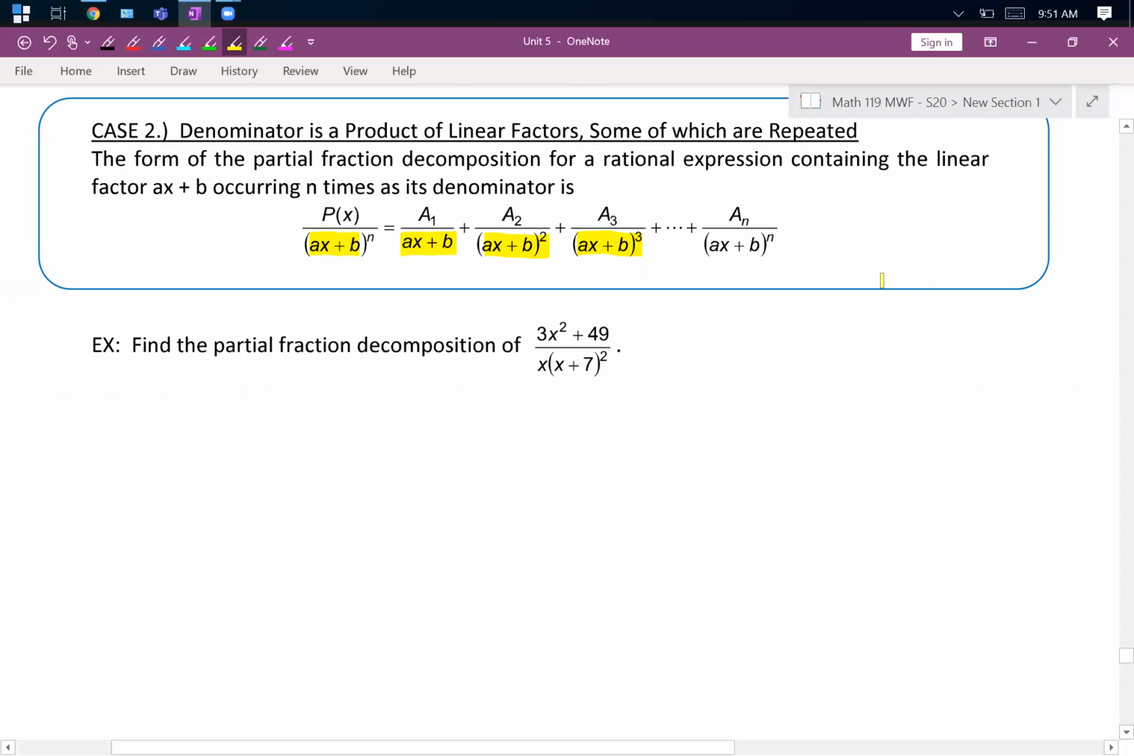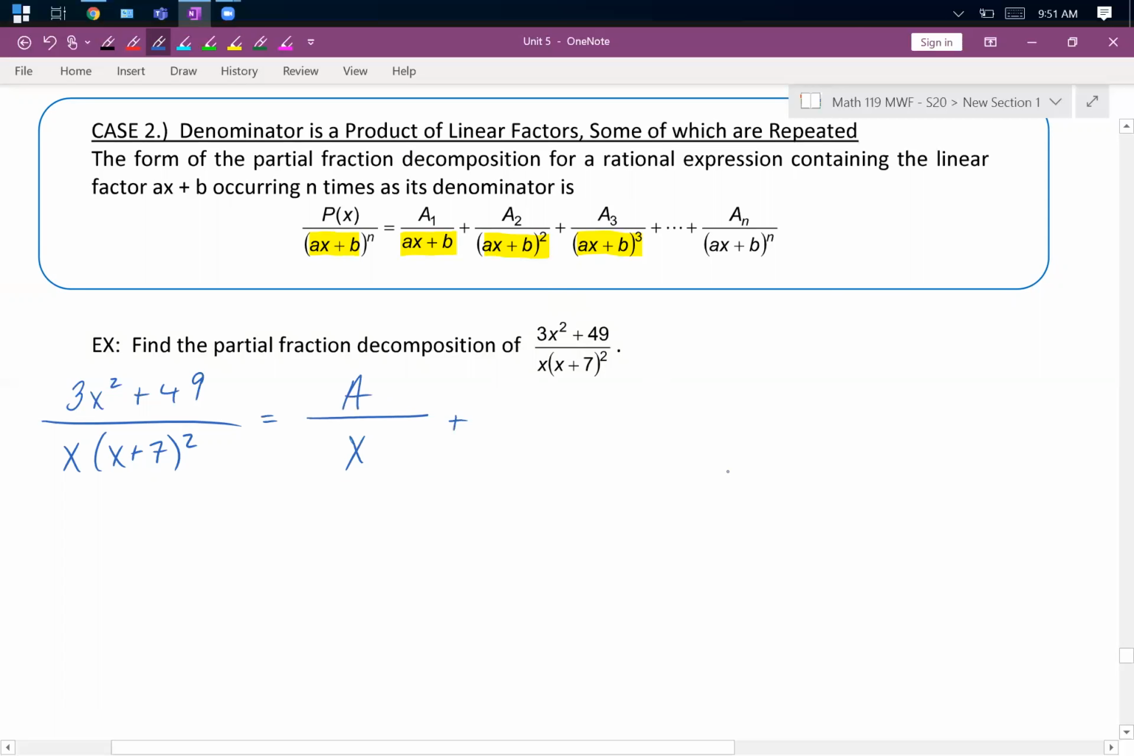Okay, so this one has a repeating linear factor and a non-repeating linear factor. And since the denominators are linear, we are going to use constants in the numerator. 3x squared plus 49 over x times x plus 7 squared. So first I'm going to deal with the linear factor that's not repeating. It's just going to be x. And we know that the numerator has to be a lesser degree, so this has to be a constant.